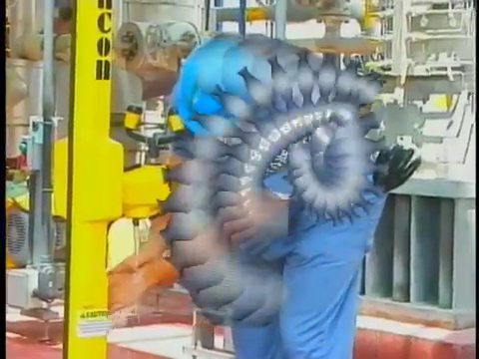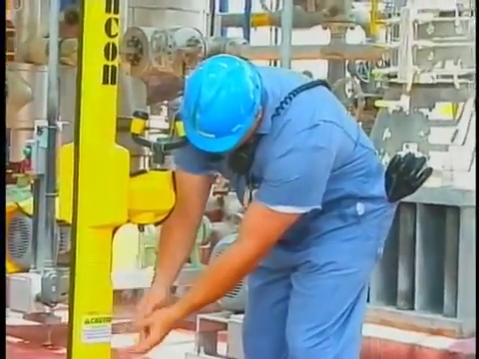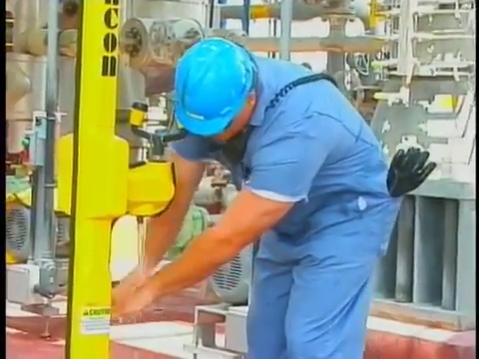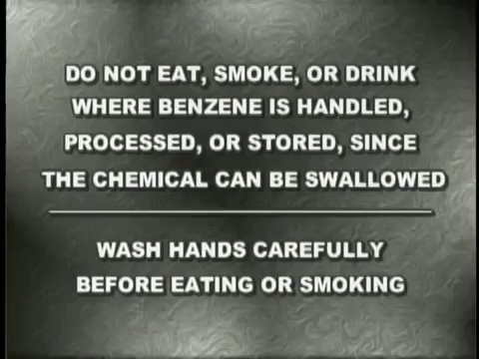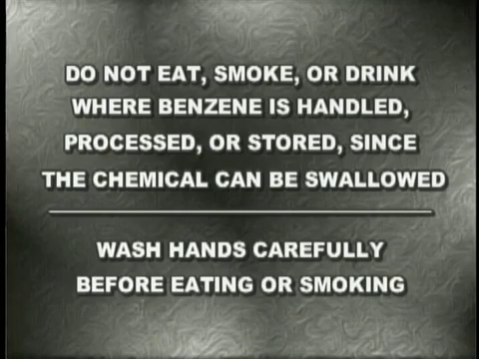At the end of your work shift, wash any areas of the body that may have contacted benzene, whether or not known skin contact has occurred. Do not eat, smoke, or drink where benzene is handled, processed, or stored, since the chemical can be swallowed. Wash hands carefully before eating or smoking.